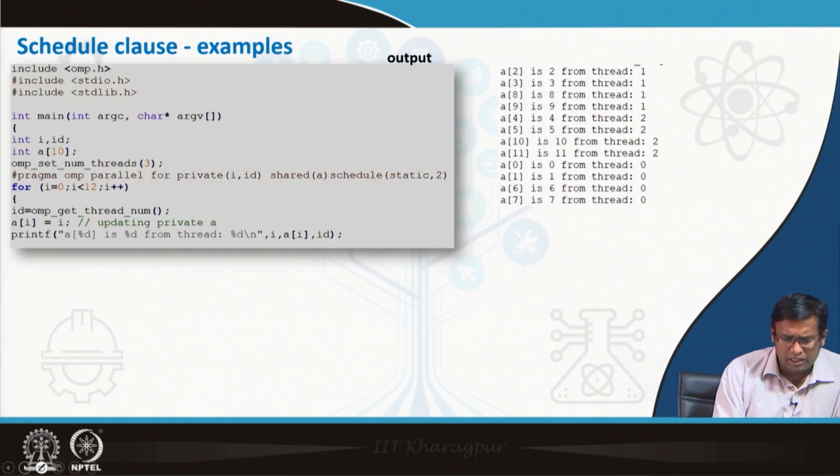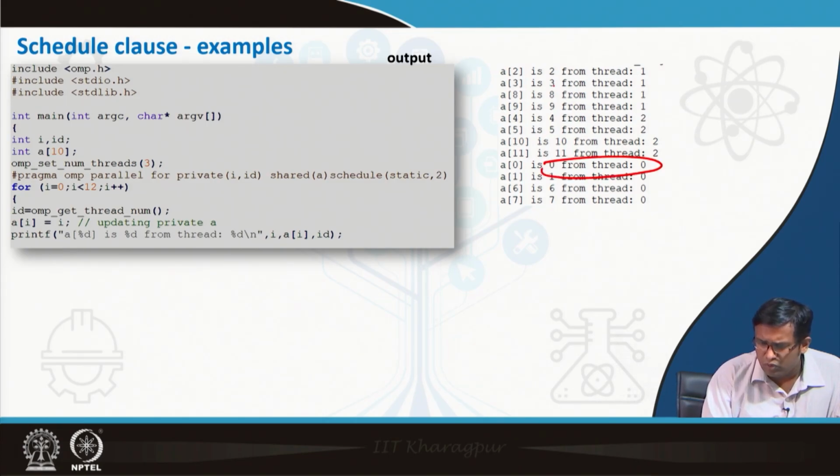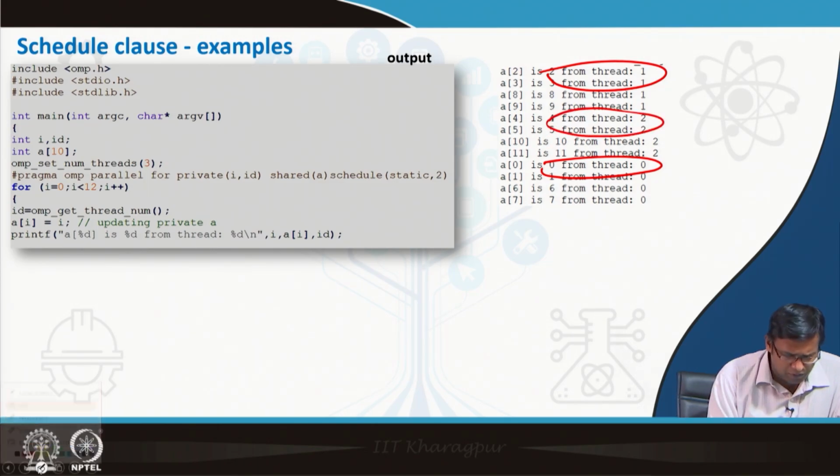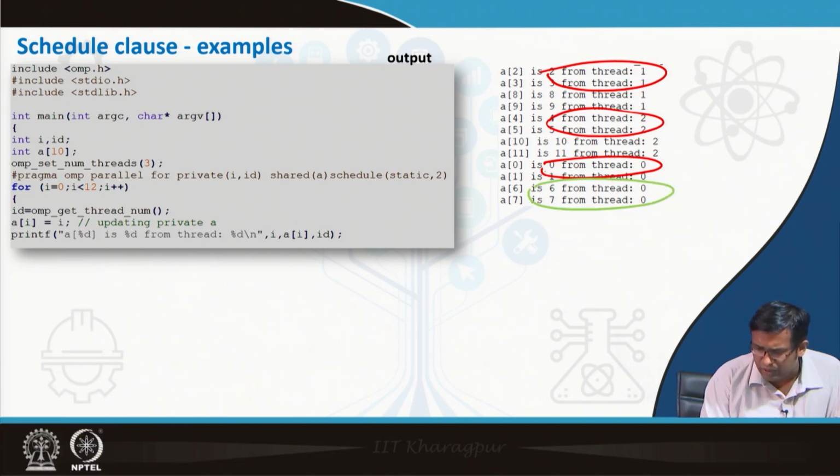There are some examples. In the case of schedule static 2, there are 12 iterations to be distributed among 3 threads. Each thread gets a uniform amount of work, and if this is static 2, that means 0 and 1 go to thread 0, 2 and 3 go to thread 1, sorry, 4 and 5 go to thread 2. Then we can see that 6 and 7 again go to thread 0, 8 and 9 again go to thread 1, 10 and 11 again go to thread 2.